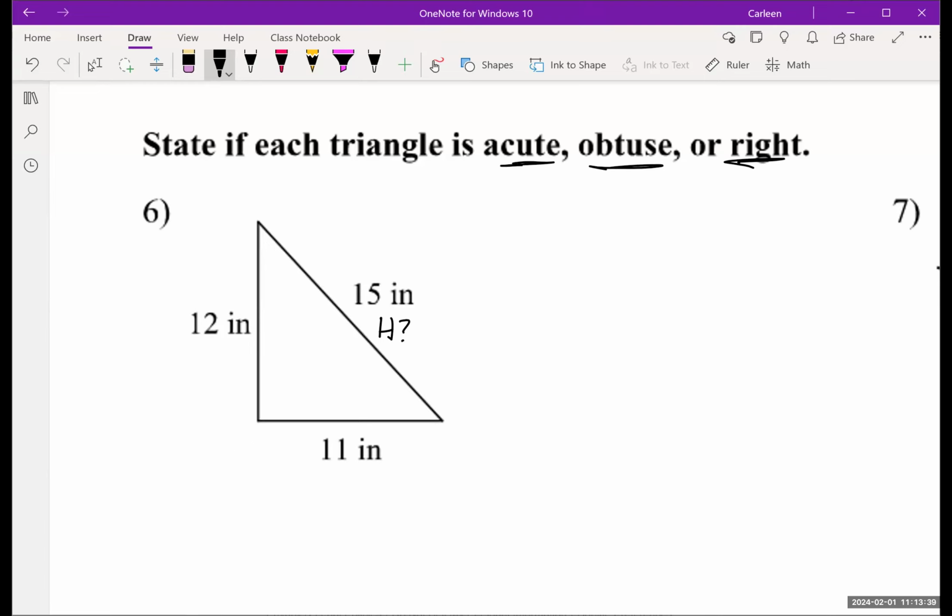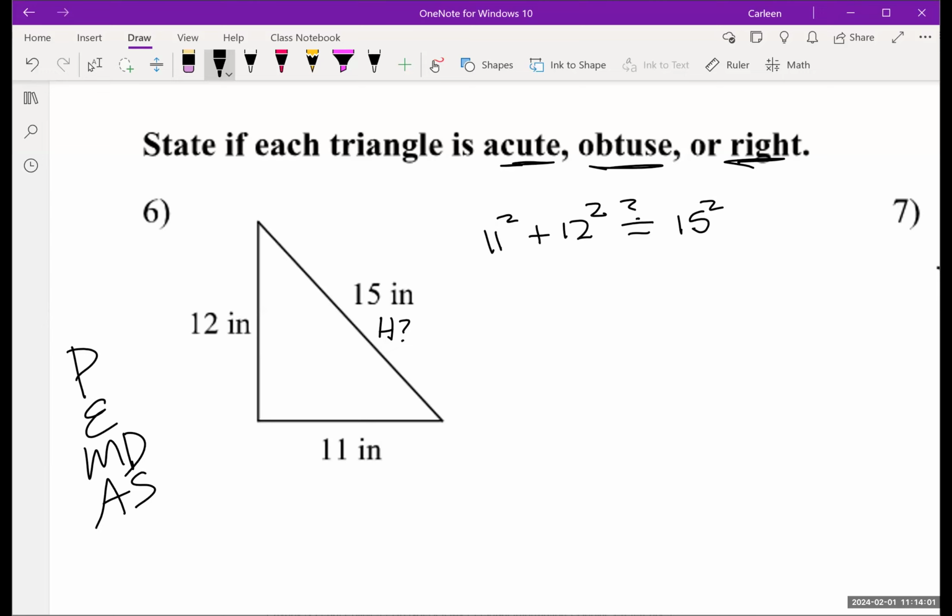Okay, so let's try this. 11 squared plus 12 squared. Is it equal to 15 squared? Okay, so please excuse my dear Aunt Sally. 11 squared is 121. 12 squared is 144. Equal to 15 squared is 225.